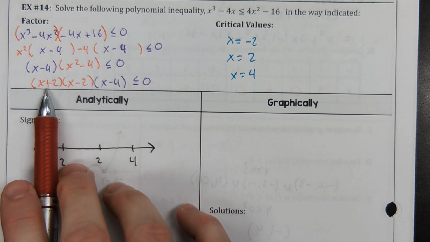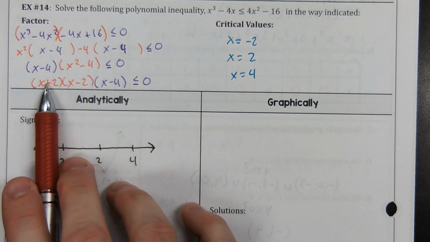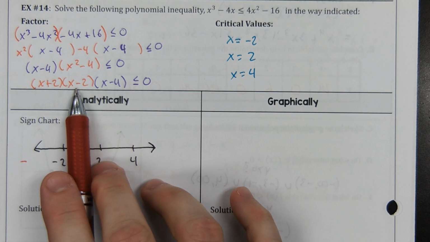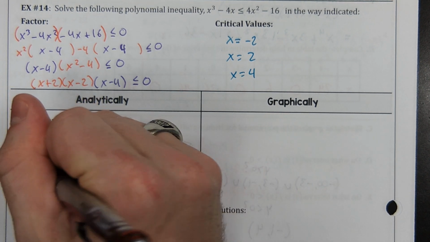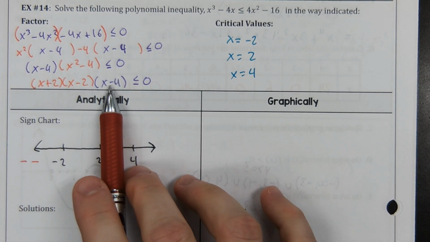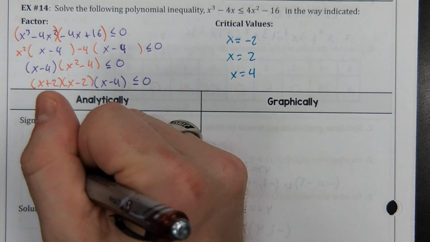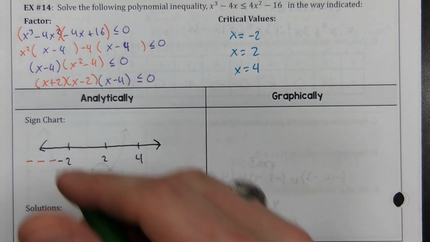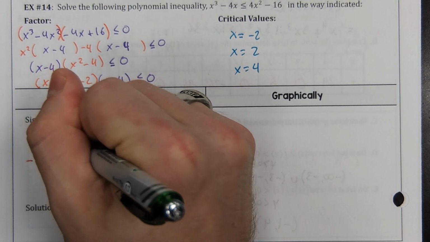-3 plus 2, that's a negative number. -3 minus 2, that's a negative number. -3 minus 4 is -7, but it's a negative number. The point is, we have the product of 3 negative numbers. What kind of result will that give us? A negative number. Great.